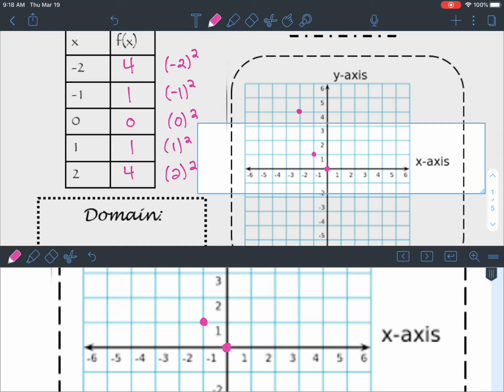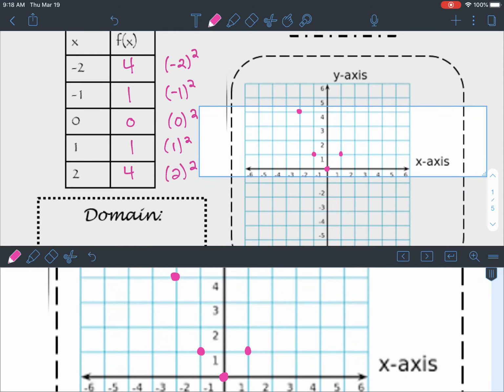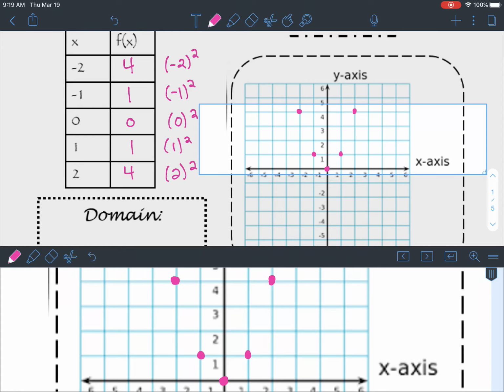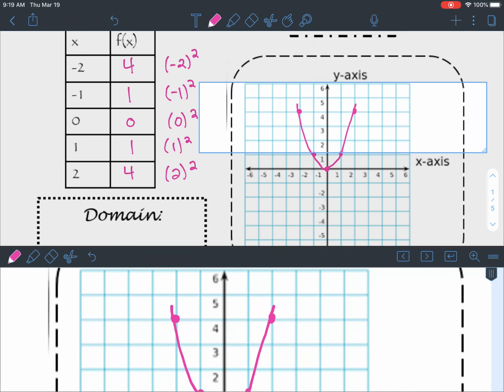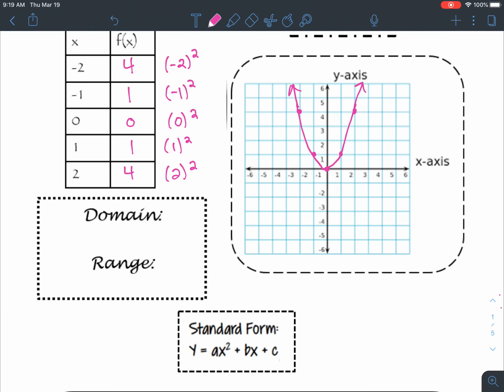And then we have 0, 0, which is that origin value. And then 1, 1, and +2, 4. And then I'm going to draw my nice pretty parabola, which looks like a U shape. Oop, that was not very good. So let's try that again. And parabolas go up on the ends. They go up to infinity. So we're just going to put some arrows on the ends of my parabola there.